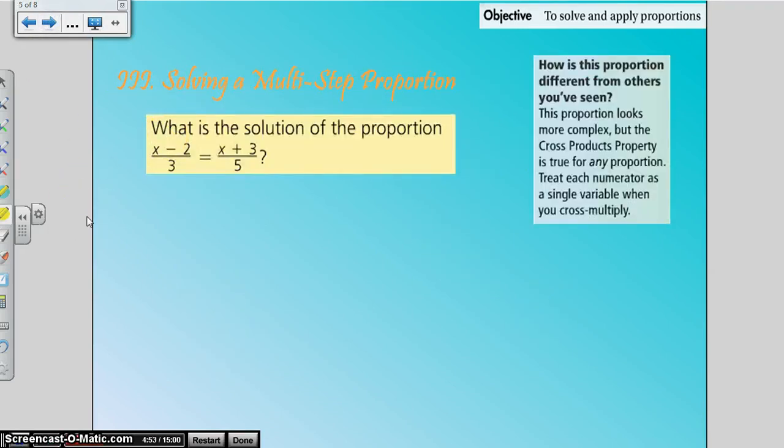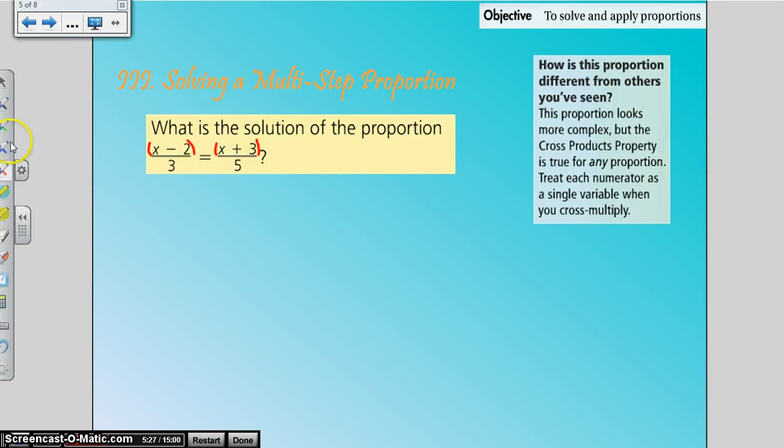These are the coolest ones, guys. This is something where very common mistakes happen, so just make sure you listen up to what I'm about to say and how I'm going to explain it. Over here on the right-hand side, it says, how is this proportion different from others you've seen? Well, this proportion looks more complex, but the cross products property is true for any proportion. Treat each numerator as a single variable when you cross multiply. So what that means, guys, is this is hooked together here, and this is hooked together here.